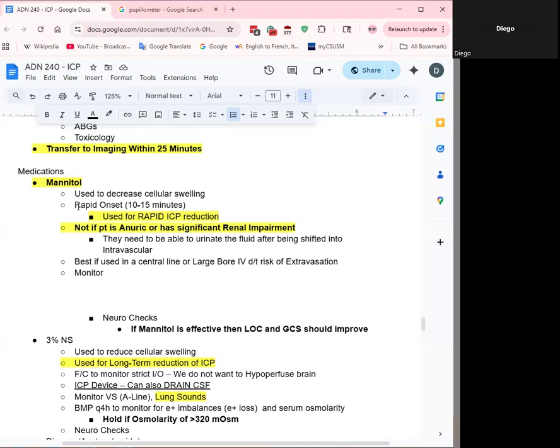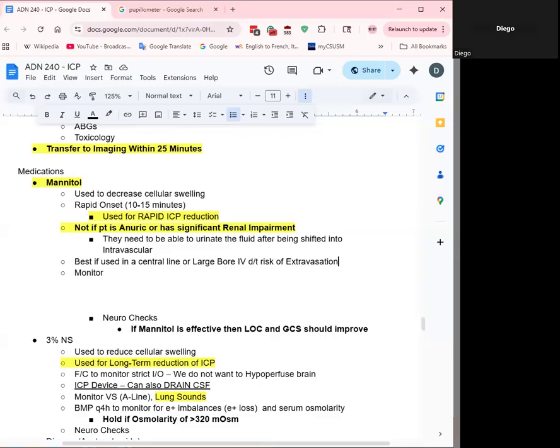And because it's a rapid infusion, there's a risk of extravasation. They're going to need a large bore IV or a central line because it is so effective at drawing fluid in. If it gets extravasated, the fluid shifts might cause ischemia in whatever area it extravasates or infiltrates to.